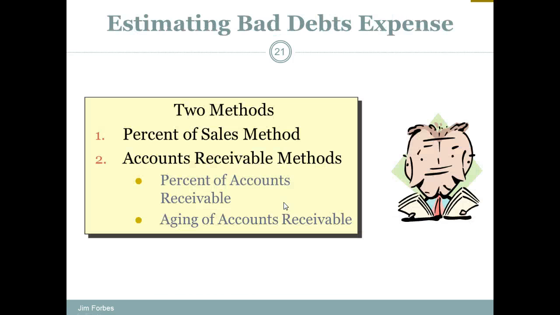Okay, so how do you estimate bad debt expense? There are two primary methods. One is the percent of sales method, and another is the percent of accounts receivable method. And here you have the percent of accounts receivable, or an aging of accounts receivable. I'm going to stop here and start the next section, because this becomes very important, especially this aging of accounts receivable.